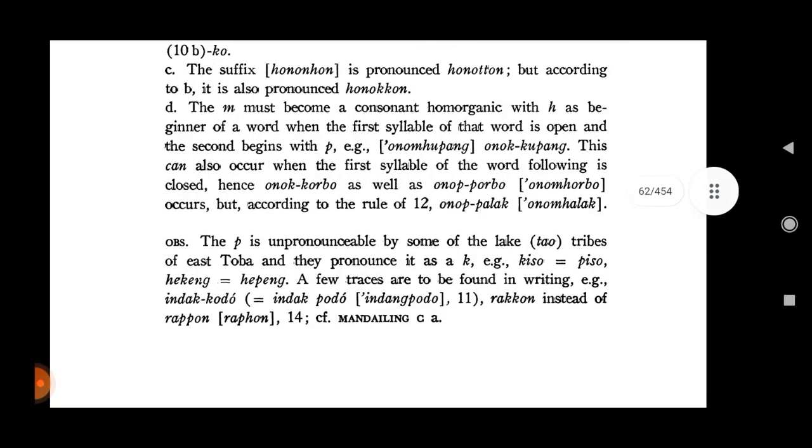DP is pronounceable by some of the Lake Toba tribes of East Toba, and they pronounce it as a K: igi, kiso, piso, hekeng, hepeng. A few traces are to be found in writing: igi, indak kudo, indak podo, indang podo. 11. Rakon instead of rapon, rabhon. 14. Cf. Mandailing CI.